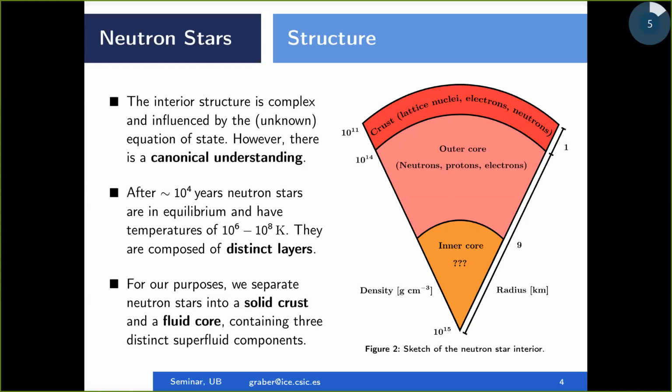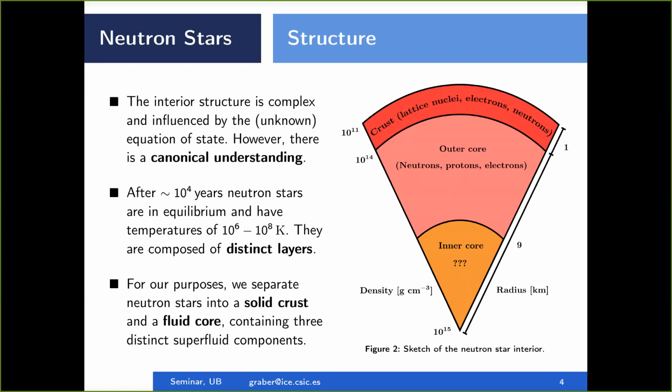As a result of this, we don't actually know what the equation of state at those densities is. So the behavior of matter is not that well understood. We have some ideas, but for the majority of the knowledge that we have on the structure, it's more of a canonical understanding than an actual decider on what's really going on.